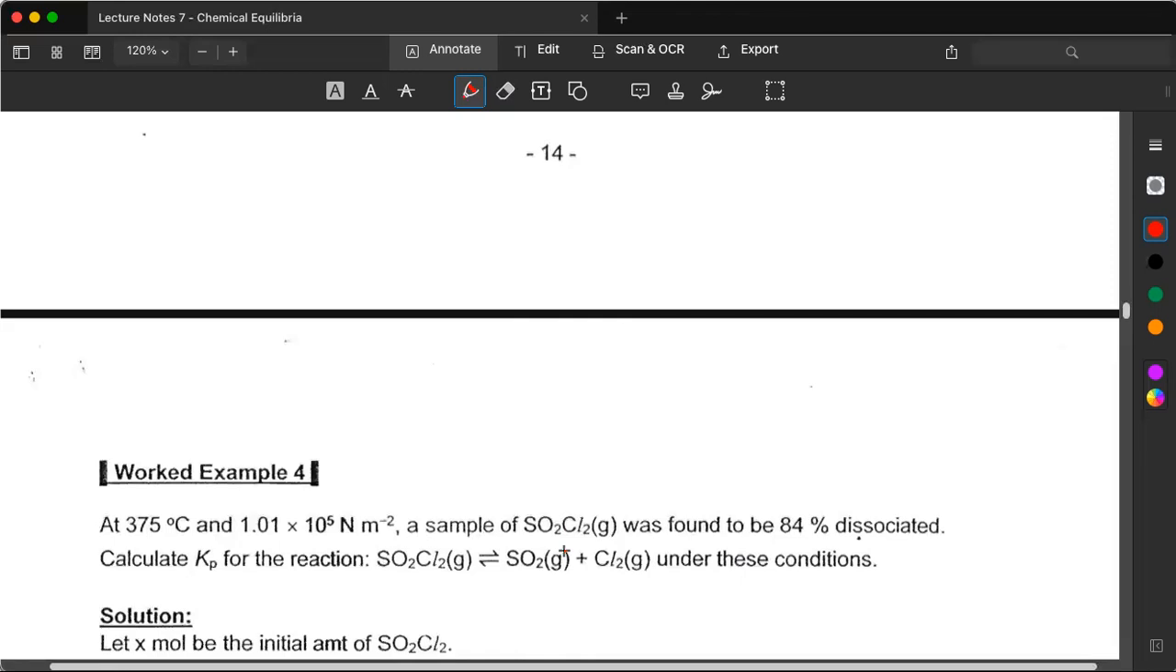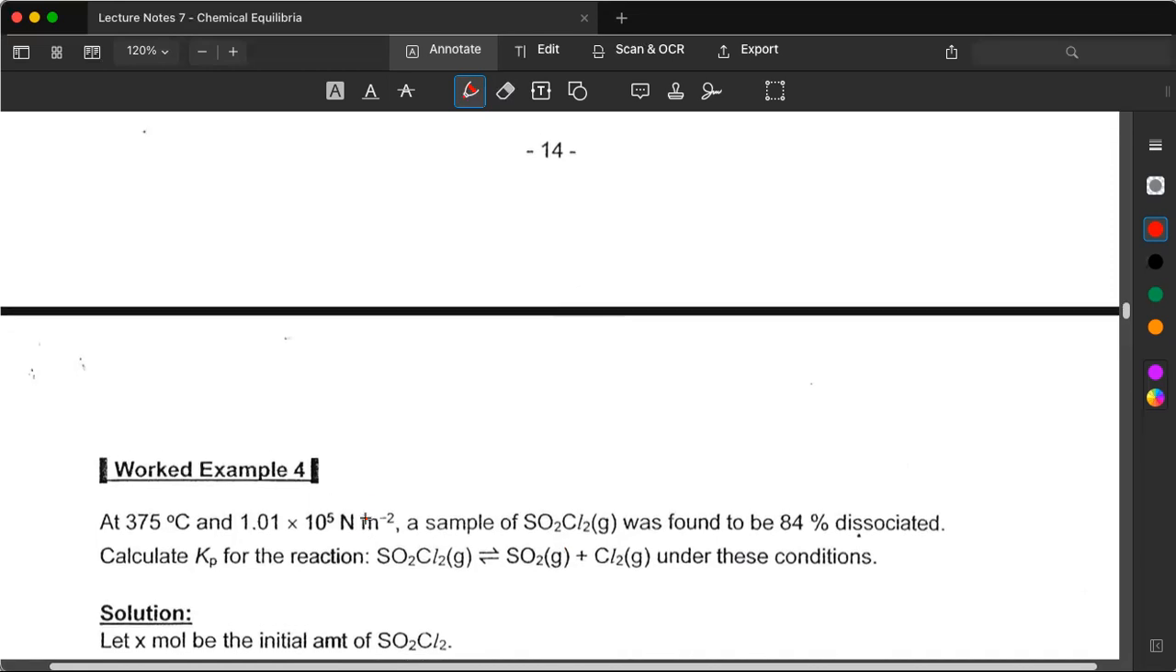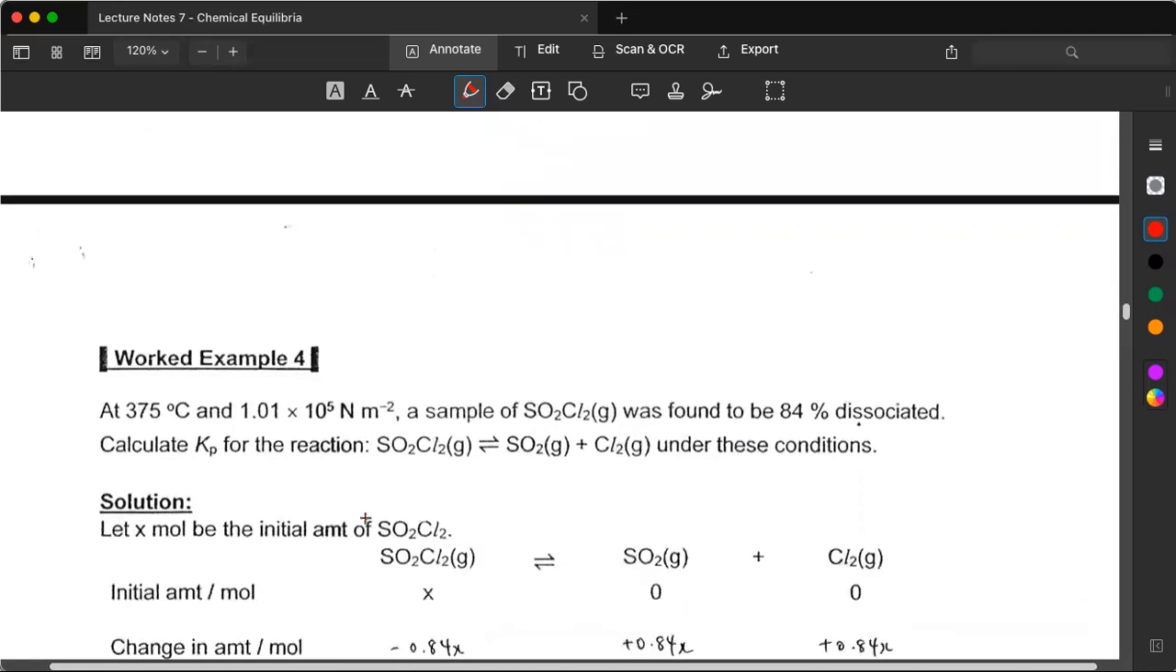Okay, they said that at this temperature and at this pressure, Newton per meter square is pressure. You have 84% dissociated. Calculate the KP. You can just solve it by the ICE method, because you do not know at equilibrium what happened. So you need the ICE method.